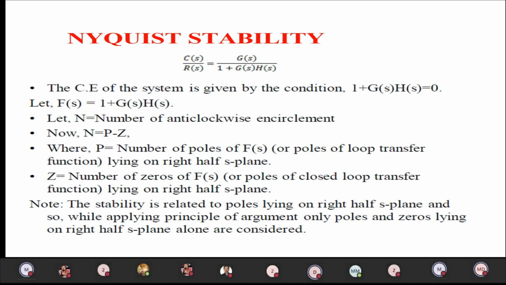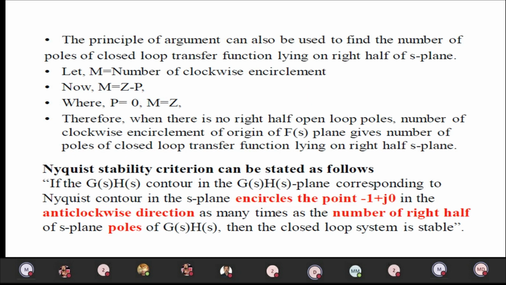This can also be called the principle of argument, where N equals P minus Z. P is the number of poles and Z is the number of zeros. If N becomes positive, then the system is said to be stable, and the number of anti-clockwise encirclements will be more. If Z is more, then the encirclements will be in the clockwise direction, and therefore the system is unstable. So like that you can see. That is being given as a statement.